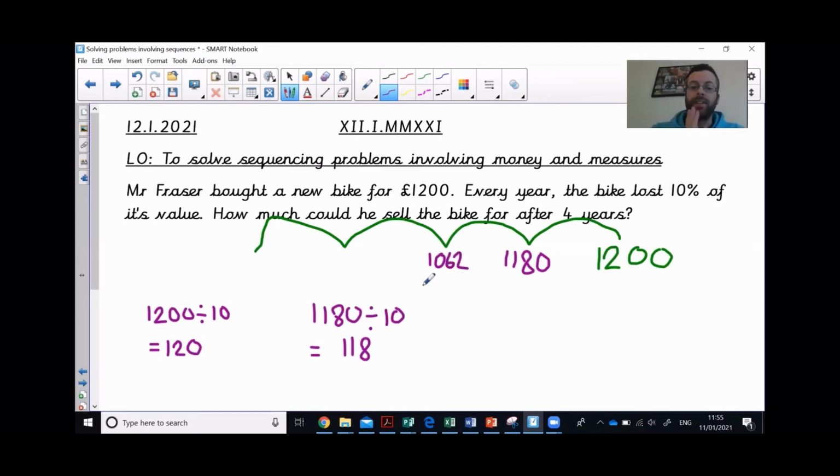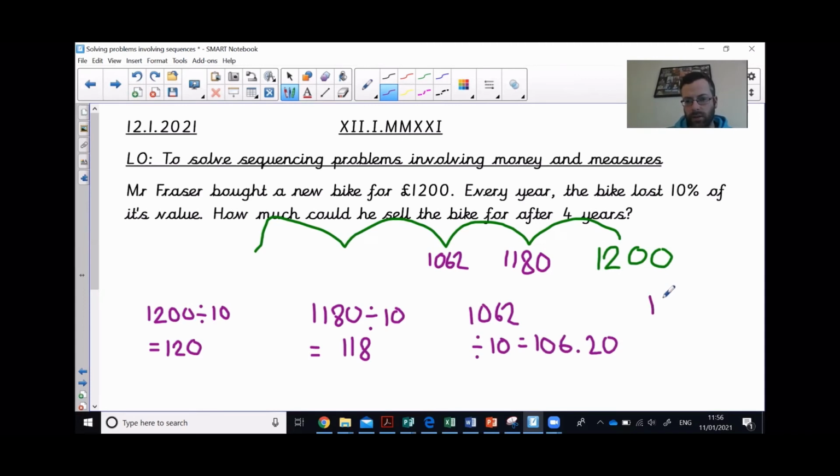Then I need to take off 10% of this number. So I'm doing 1,062 divided by 10, which is going to get me to £106. Oh, sorry. That decimal place in the wrong place. Hang on. Let's not confuse. That's going to get me to £106.20. Now for this, I'm not going to try and do that in my head because that would just confuse me.